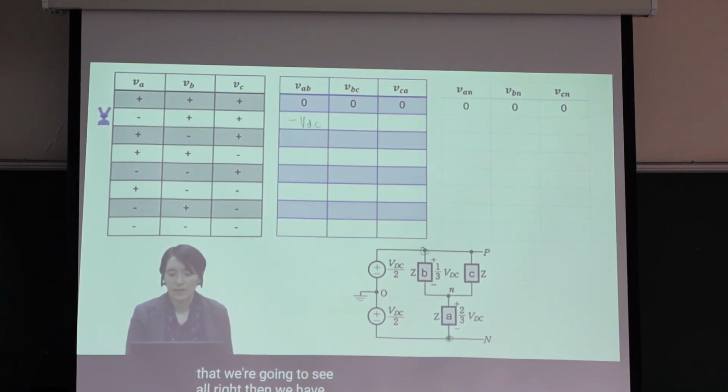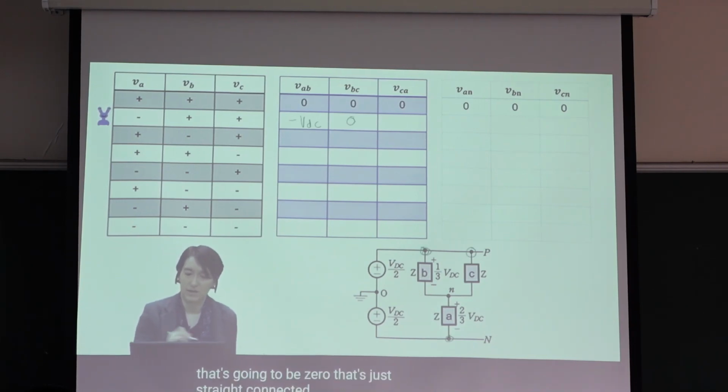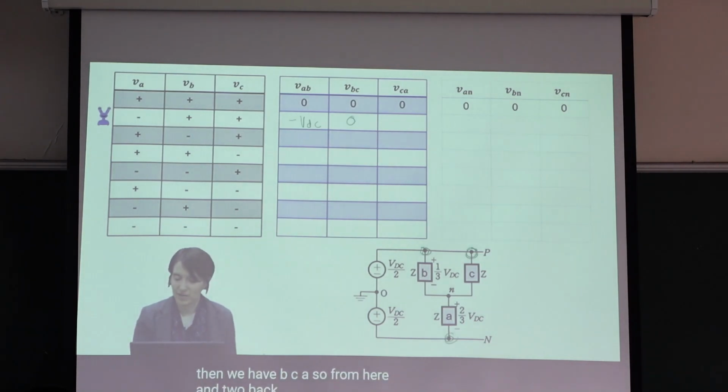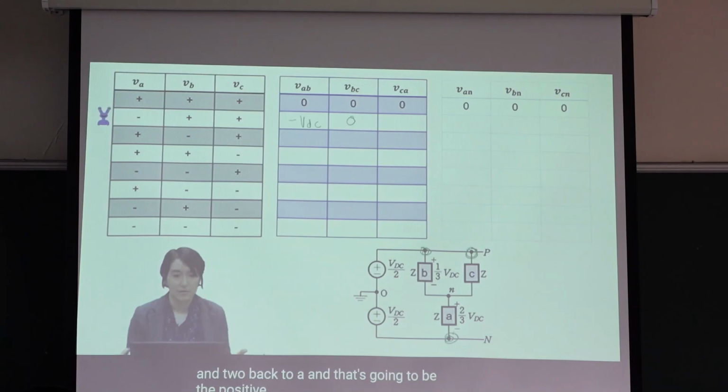All right, then we have VBC, from the point B to here. That's going to be 0. That's just straight connected. Then we have VCA, so from here back to A. And that's going to be the positive VDC.